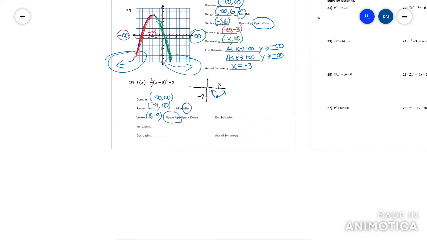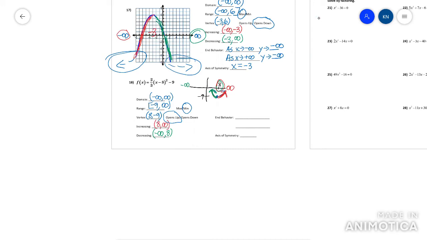This red section right here, I guess I should stick to the color pattern. So let's go with green. This green section right here, from left to right, is decreasing from x values of negative infinity to positive 8. So it is decreasing from negative infinity to positive 8. Then this red section starts increasing. So it's increasing from 8 to x value of positive infinity, like that.